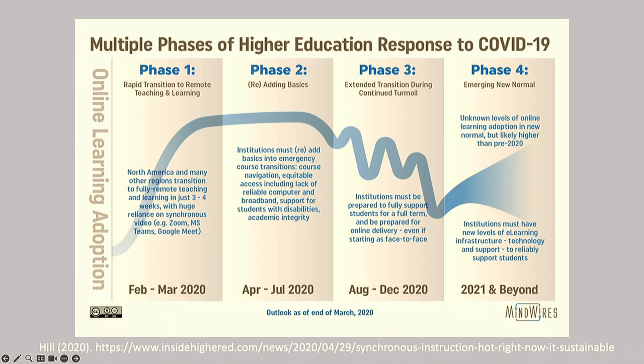This image was put out in 2020, and he pretty much got it right. What they did, especially high schools, was go straight to Zoom, Teams, Google Meet, or Google Classroom. Then phase 2, start bringing back some other things.